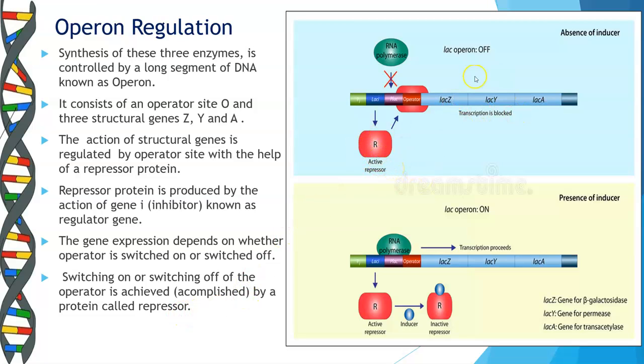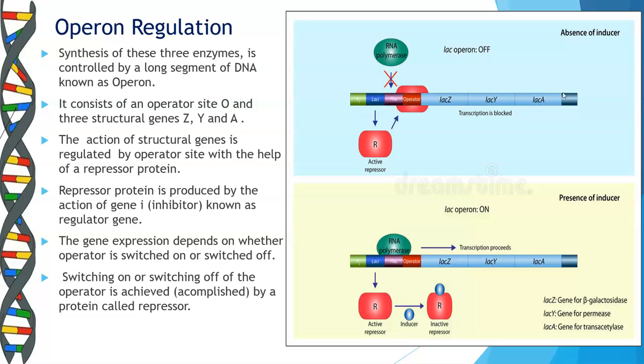So what is happening here is when your operon is in the off condition. This happens in the absence of an inducer. In the absence of inducer, your repressor gene produces a repressor. This goes and binds to the operator region. So once the operator is blocked, the RNA polymerase cannot bind here and no transcription of these genes is going to take place.